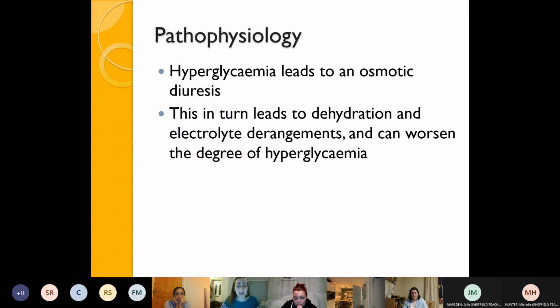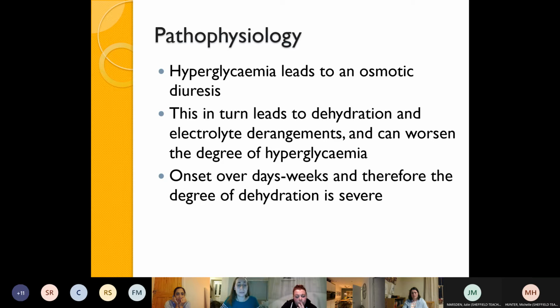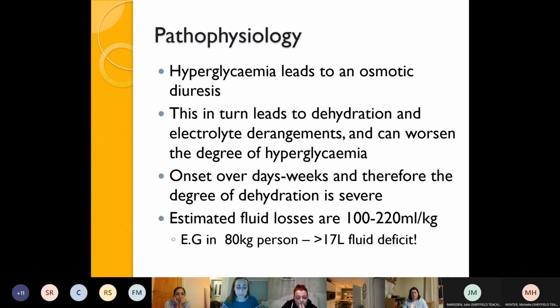As you start getting dry, the degree of hyperglycemia gets worse. So it just becomes like a vicious circle. Your blood glucose goes up, you get more osmotic diuresis, you get drier, your electrolyte drain gets worse. So everything is much more severe from that point of view than in DKA.